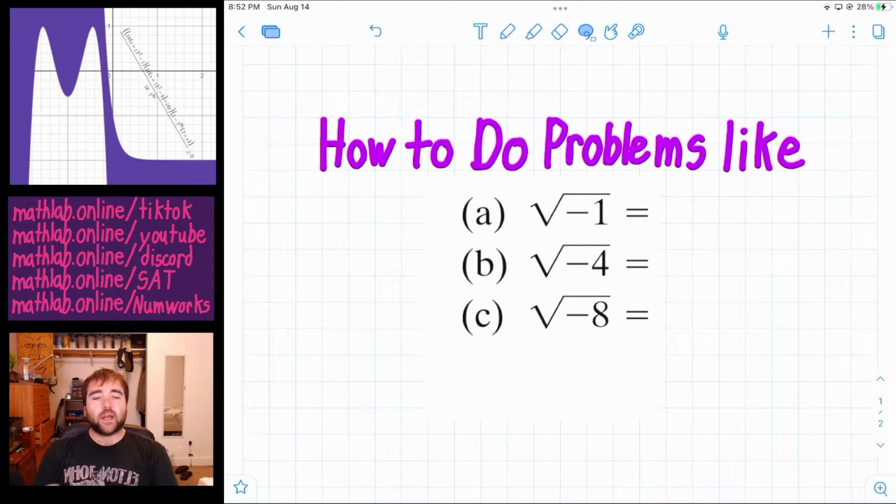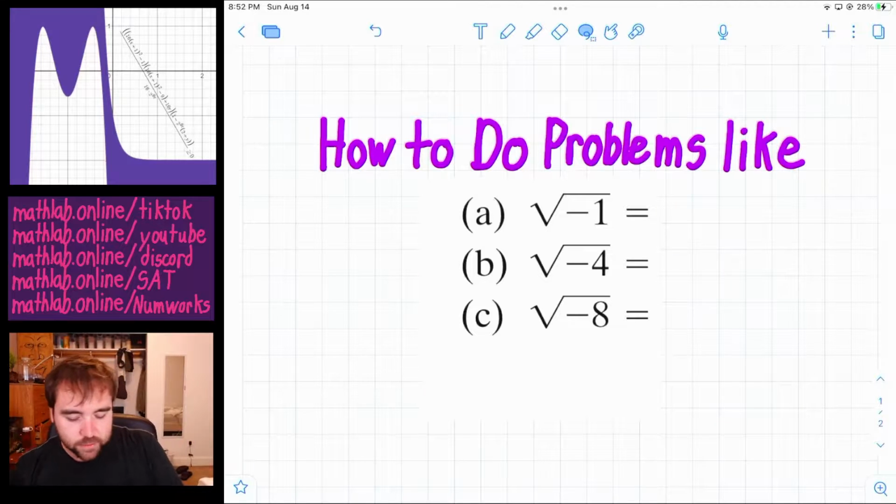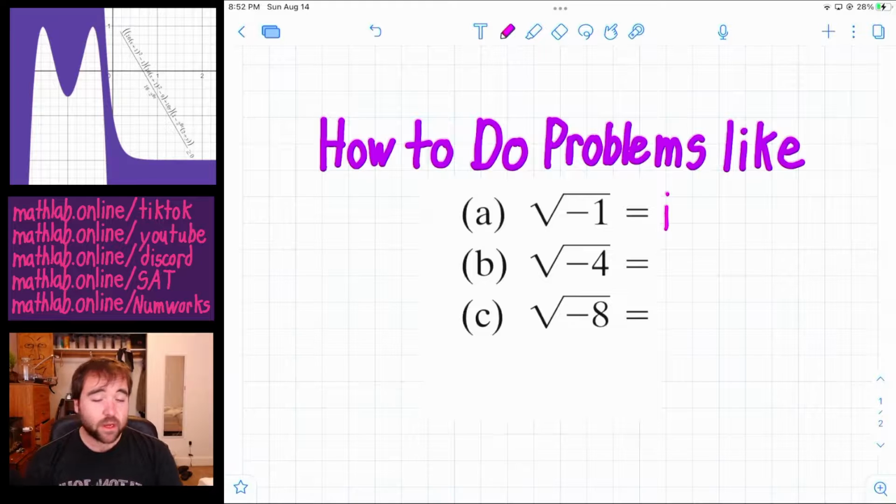So here's where stuff like i is really applicable. I mean, the first one, a, we already said. What's the square root of negative 1? The square root of negative 1 is i. And then b, the square root of negative 4.